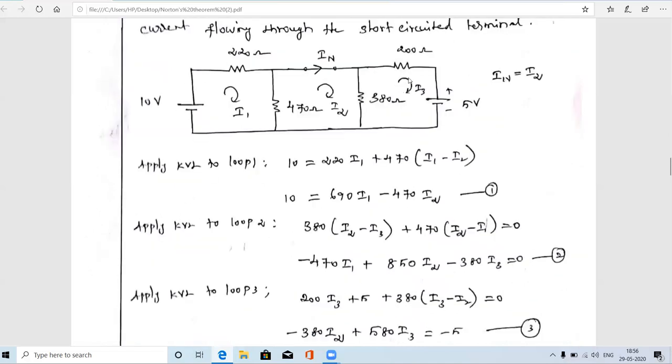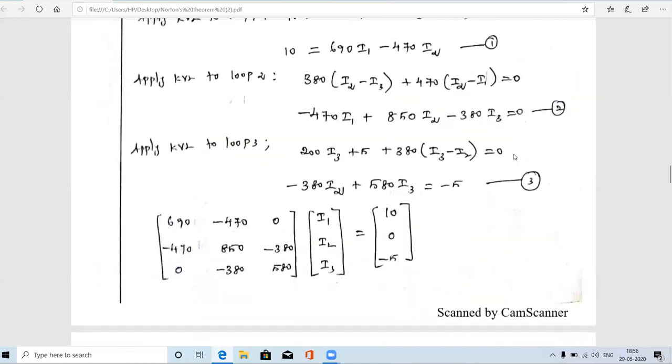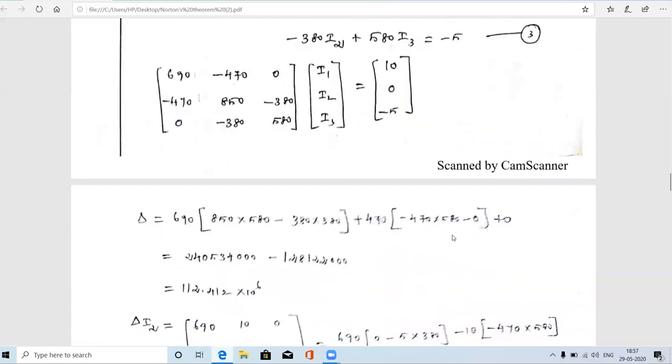Similarly, we apply KVL to loop 3. We get 200 I3, then plus 2 minus, which is also a voltage drop, plus 5, and then coming here, 380 into I3 minus I2, equal to 0. Rearranging these terms, we get the third equation. To solve these three equations we are using the matrix method, though you may use the substitution method also. Convert equations 1, 2 and 3 into matrix form. Our aim is to find the value of I2 only.